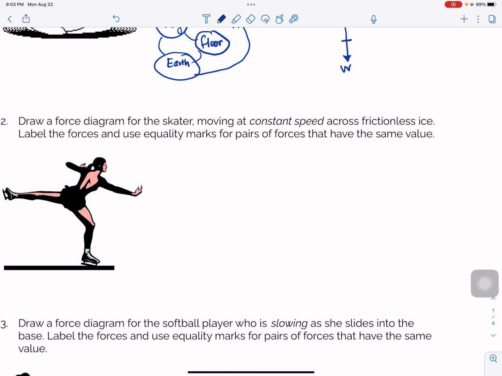Number two, so we're going to read through, and we see that the skater is moving at constant speed, and we want to draw a diagram for the skater. So constant speed tells us that we are in equilibrium.